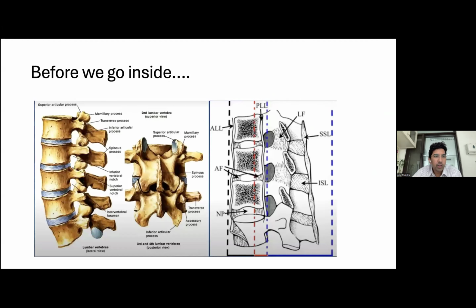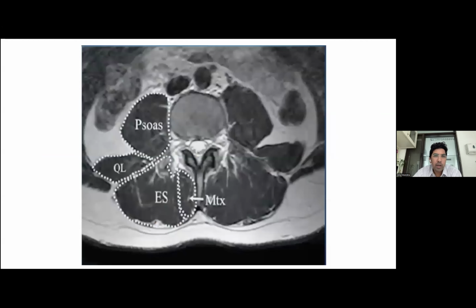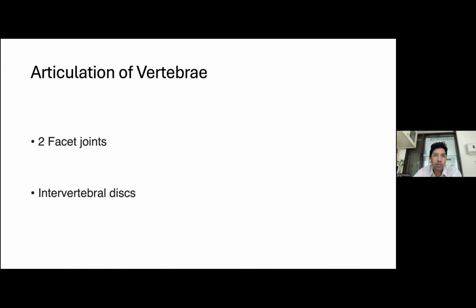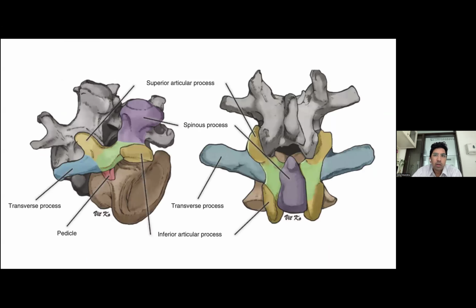You have the vertebral body in front and the posterior arch at the back. These are the muscles that surround the vertebral body, and the vertebrae articulate at the two facet joints and the intervertebral discs. So you need to preserve the facet joints when going in for just a simple decompression. When viewed from posterior, you have the spinous process in the center and the laminae on either side, the superior and inferior articular processes, as well as the transverse process on either side.